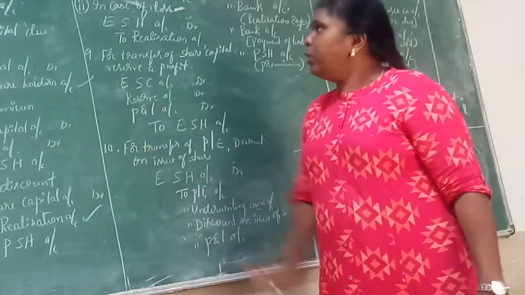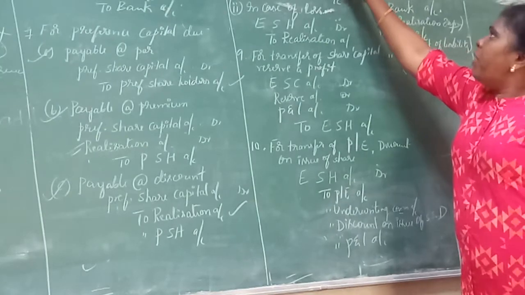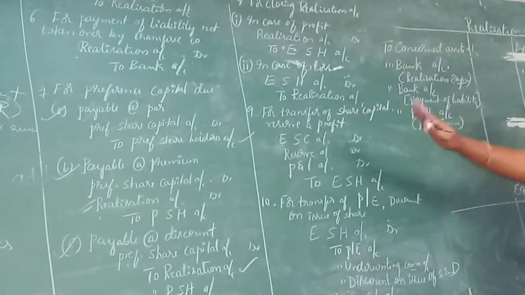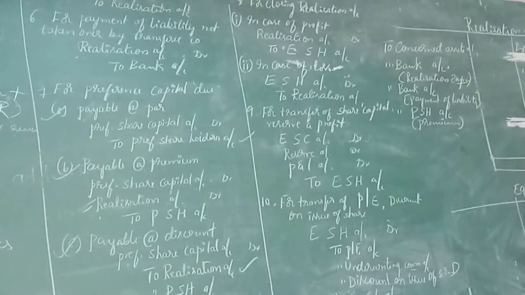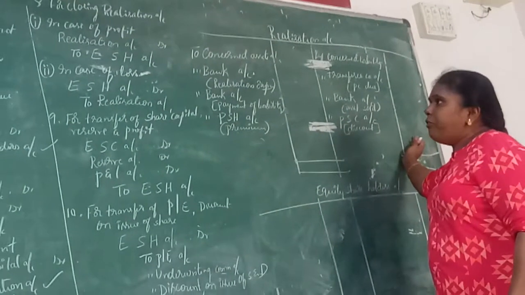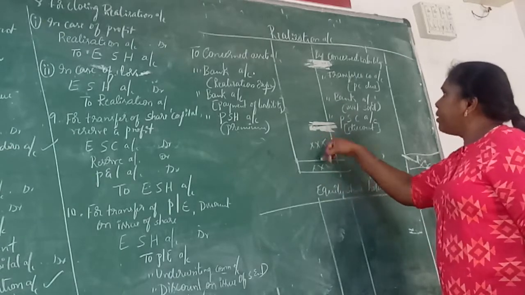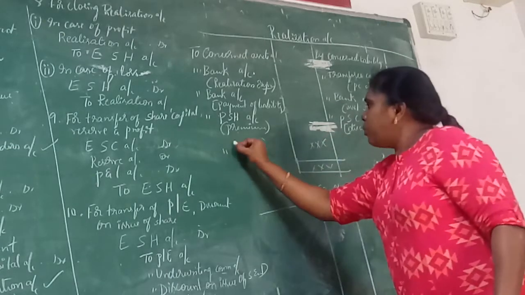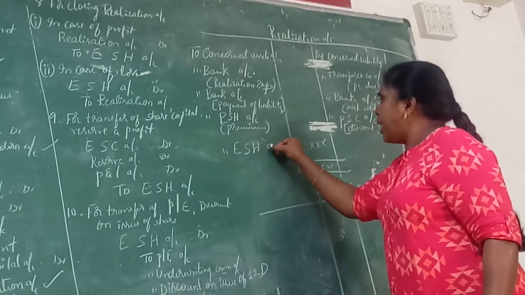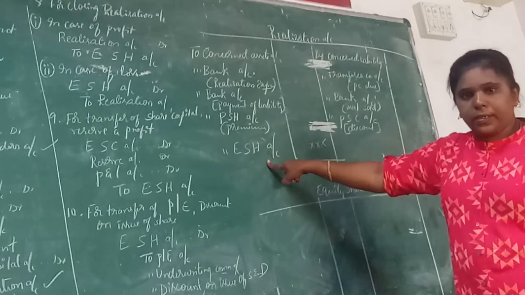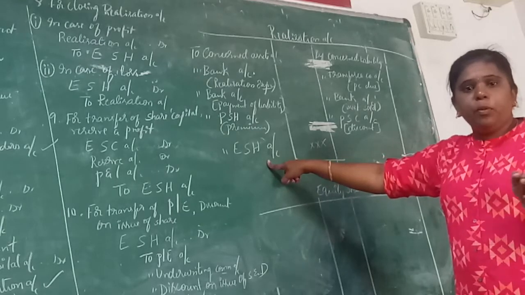So this entry is over. Next, closing the realization account. After entering all these things, we are going to close the realization account. At the time of closing, if the credit side of the realization account is more than the debit side, then what will be the journal entry? Whatever profit or loss arrives at the realization account will be transferred to shareholders, because shareholders are the owners of a company.